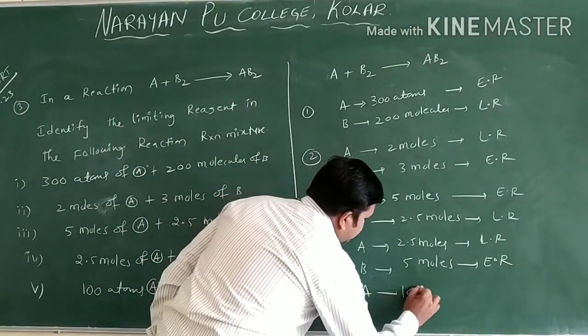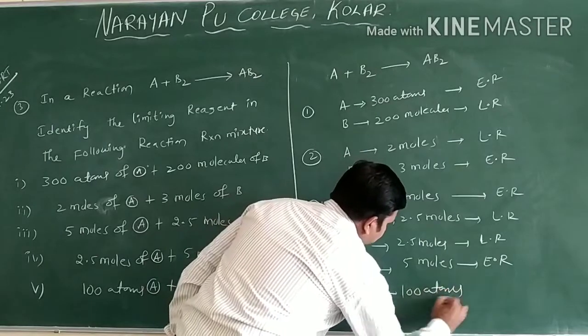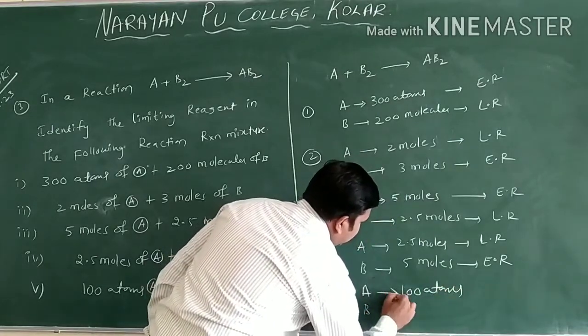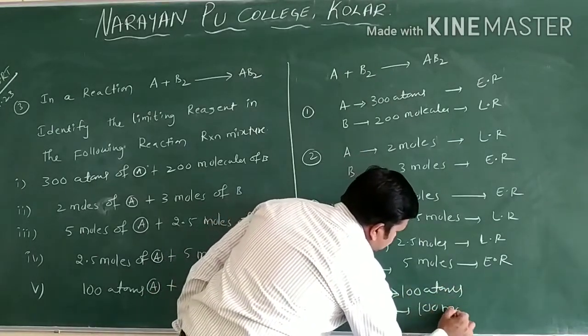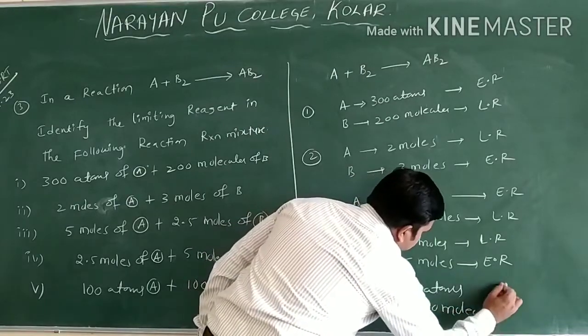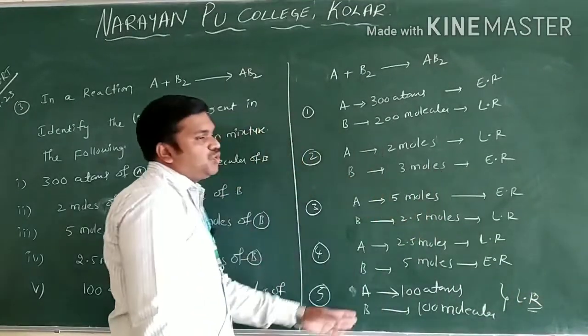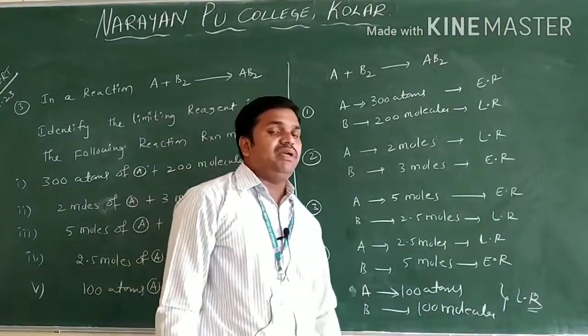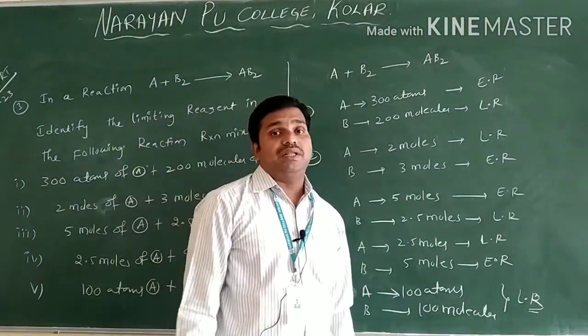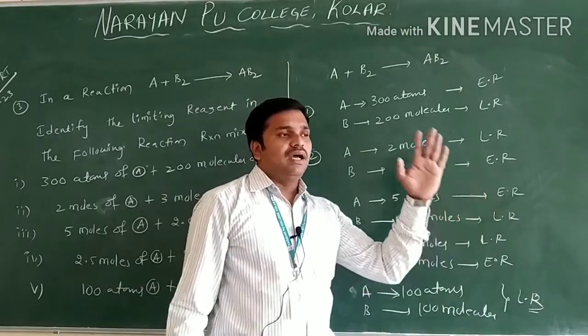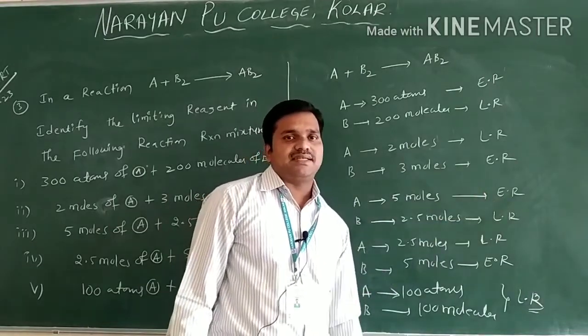A is 100 atoms, B is 100 molecules. Both can act as limiting reagent, meaning the reactants A and B are completely consumed in the reaction. Simple: least means limiting reagent, highest means excess reagent.